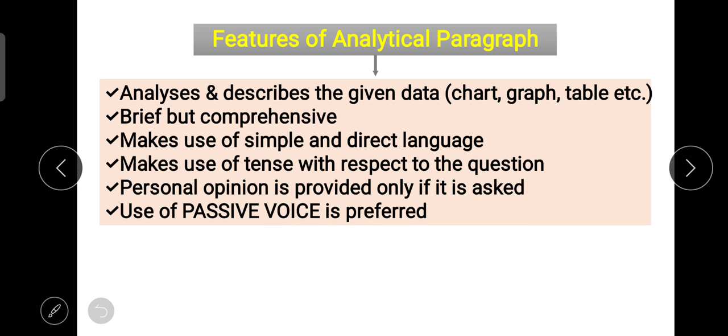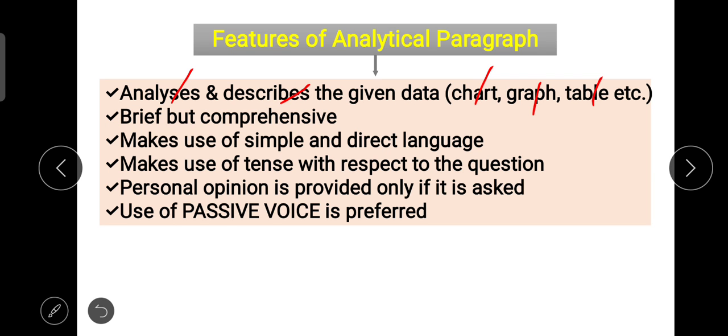Now let's discuss some important features related to analytical paragraph. So under this topic, we need to analyze and describe the given data. And as I told, the data can be given in chart, graph or table form.